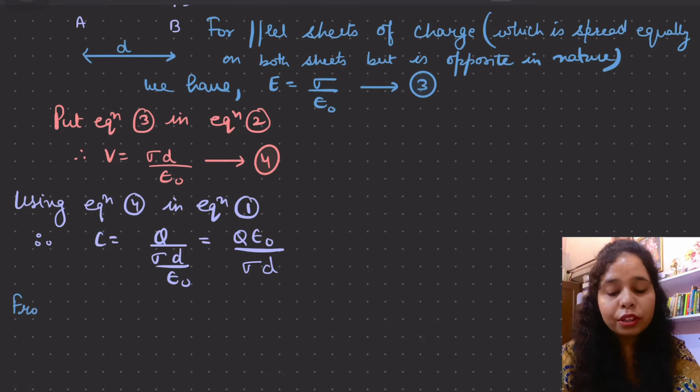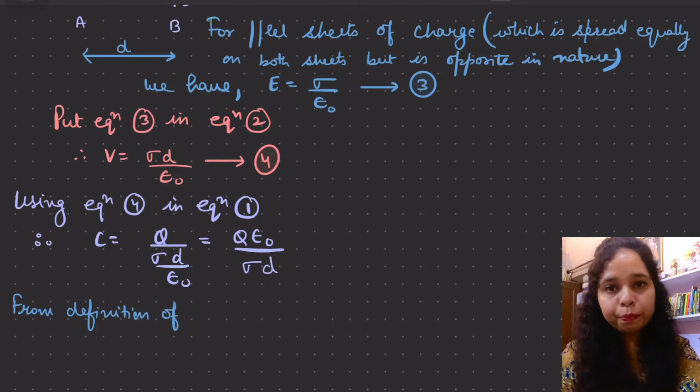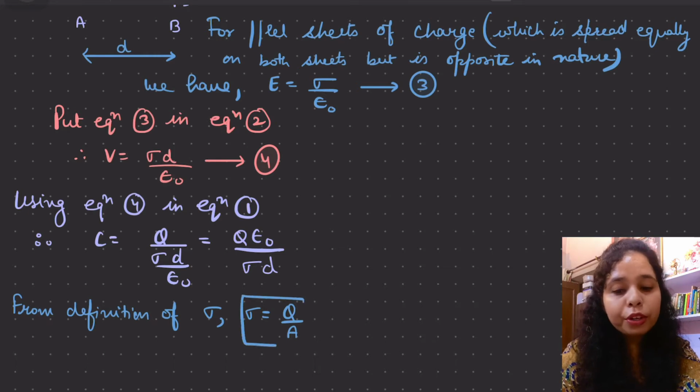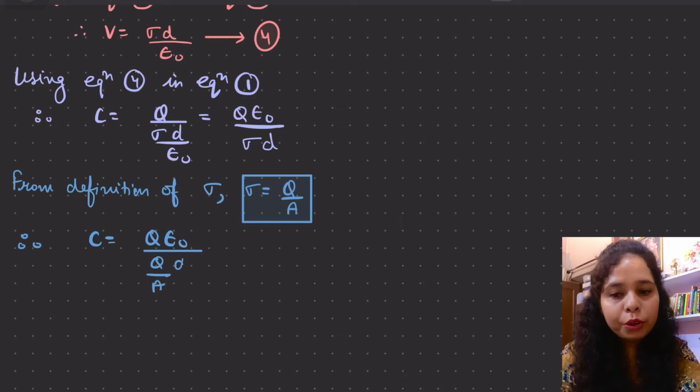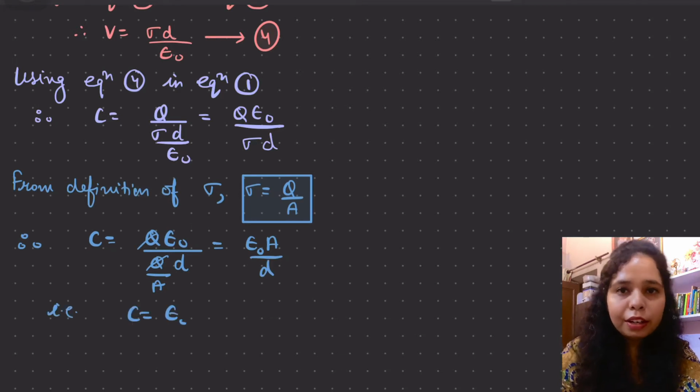Still the equation is not complete. From the definition of surface charge density, we know sigma is equal to charge upon area. We will put this in the above equation, and in this way we will be able to find the value of capacitance. So we have C is equal to Q epsilon naught upon, instead of sigma we write Q upon A, multiplied by d, and we can cancel out Q. From here we have C is equal to epsilon naught A upon d.